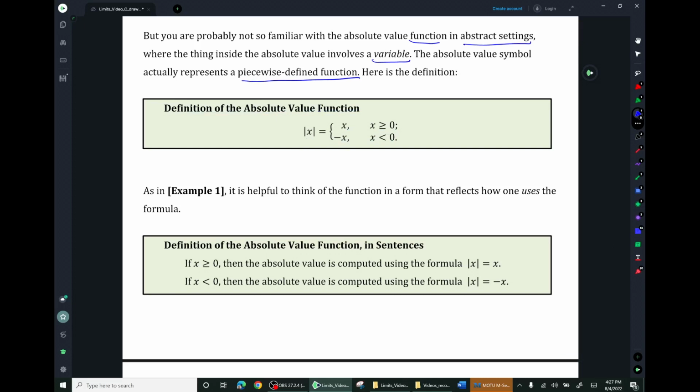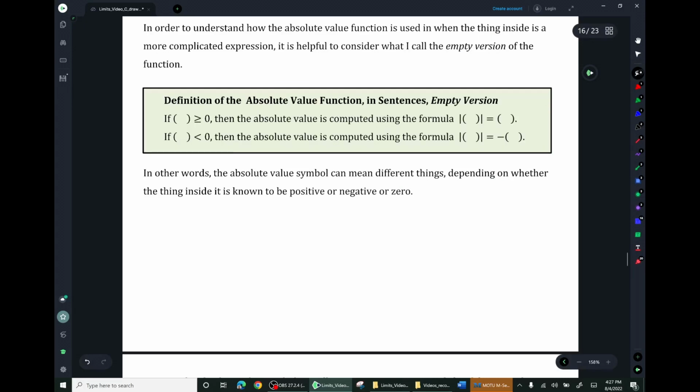As we did in example 1, it's helpful to think of the function in a form that reflects how you use the formula for the absolute value. So here's the definition of the absolute value function in sentences. If x is greater than or equal to 0, then the absolute value is computed using this formula, absolute value of x equals x. If x is less than 0, then the absolute value is computed using this formula, absolute value of x is the negative of x.